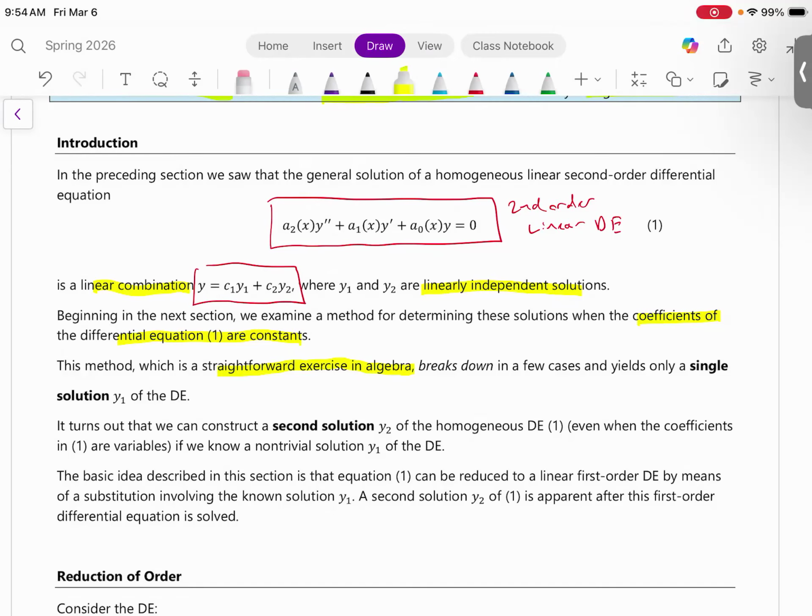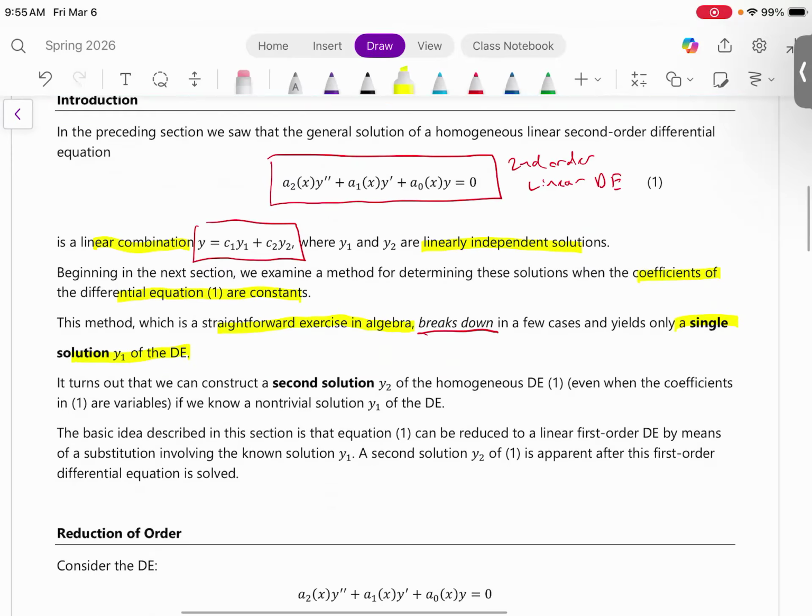But in some cases, this straightforward process breaks down. And when the process breaks down, it only gives us a single solution, y1, to this second order differential equation. And so when we're given a single solution, we need that second solution. There's a way to construct the second solution if we know the first given solution, y1.